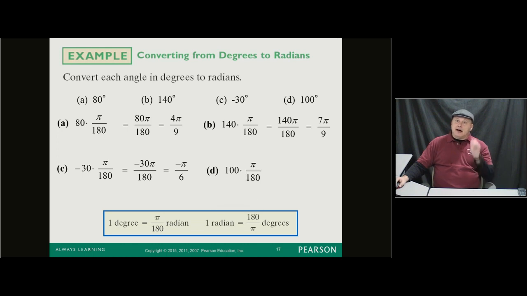And then D, 100 degrees is 100 times pi over 180, which is 100 pi over 180, which is 5 pi over 9, which is a little bit more than half. So that ends up in the second quadrant as well.